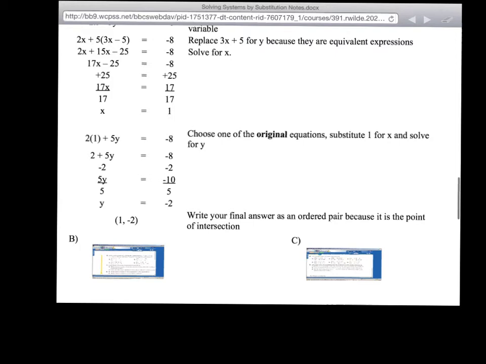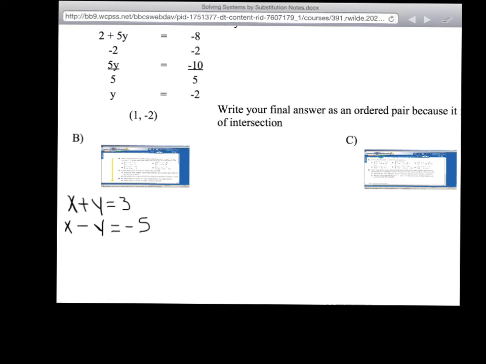Alright, so I'm going to do letters B and C with you, and then I'm going to let you do numbers 1 through 6 with your peer buddy. The system that we're solving right now is x plus y equals 3, x minus y equals 5. Step 1, I'm going to rewrite any of the equations to make substitution easier. This first one, I'm going to rewrite as x equals negative y plus 3.